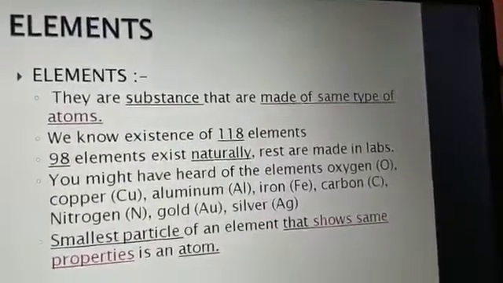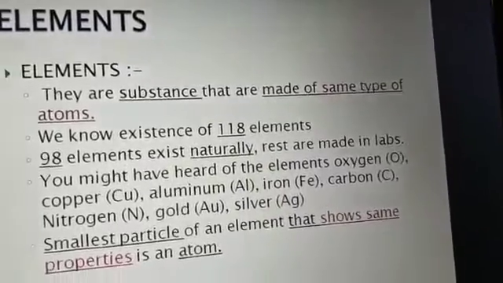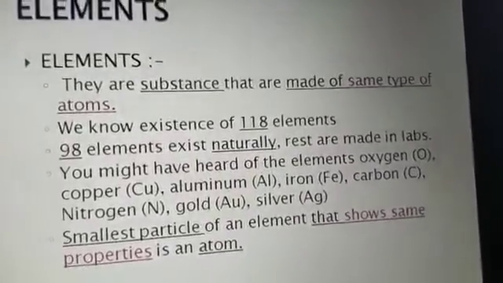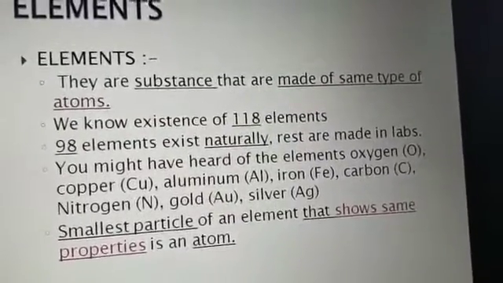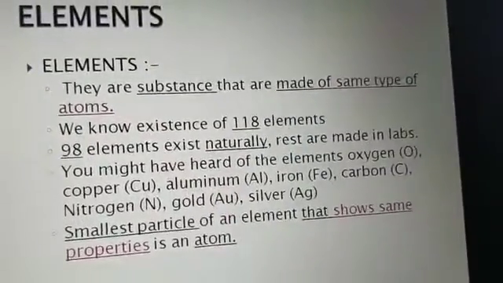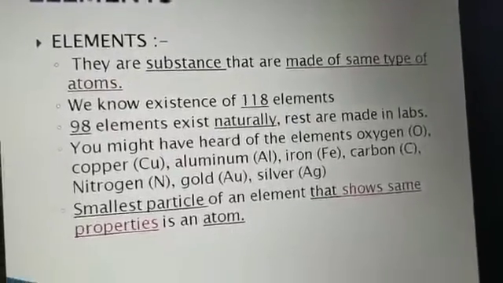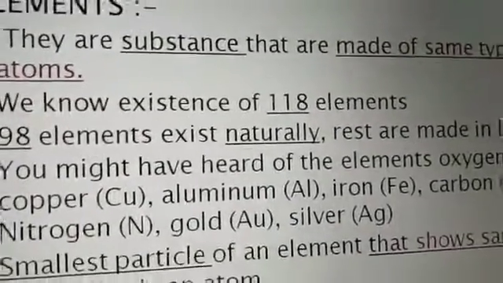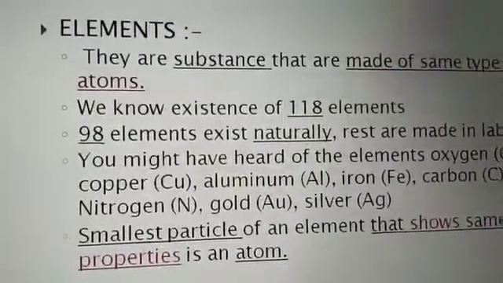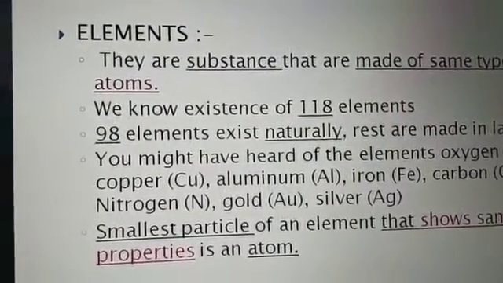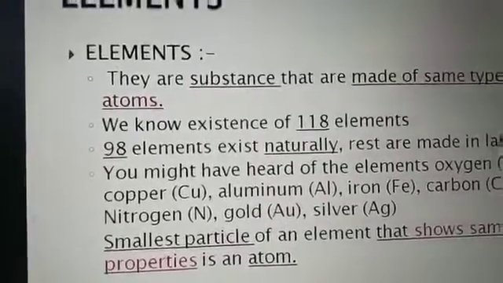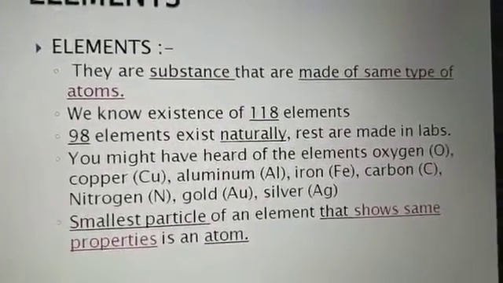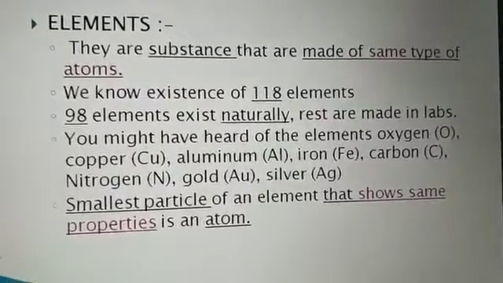हमें 118 elements के बारे में उनकी existence हमें पता है कि इस world में है. And 98 of them exist naturally. मतलब naturally हमें पता है कि इस world में पहले से ही 98 elements थे. तो पहले तो हमने बोला कि 118 elements हैं. Now I am saying कि naturally existing elements are only 98. So which means जो remaining elements हैं that were made by humans, that is scientists in the labs.